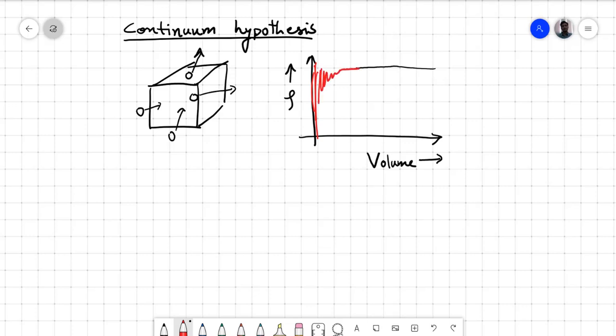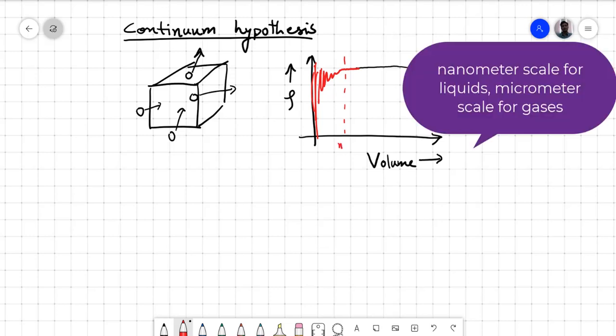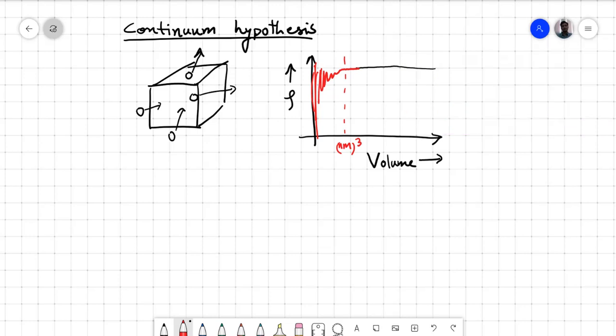And then it will become fixed. It will become a constant. And this happens at some nanometer scale. So this volume is some nanometer cube. And beyond that volume, if the experiment or the analysis involves a volume greater than this limit, then you can consider that to be continuum.